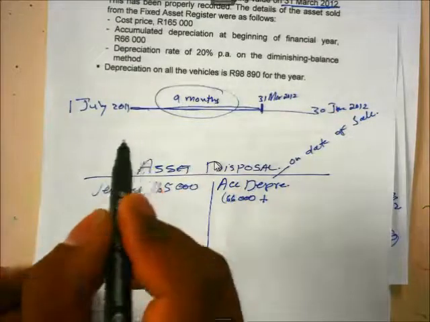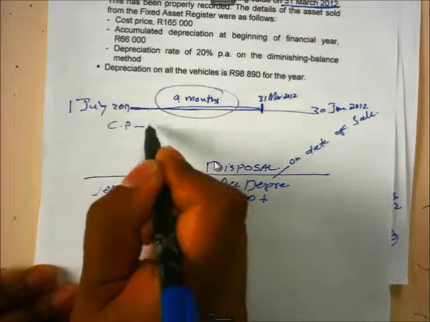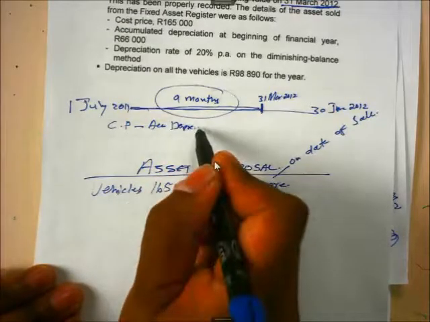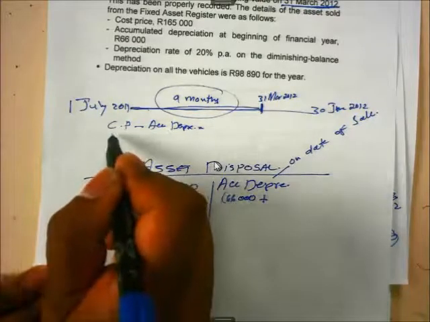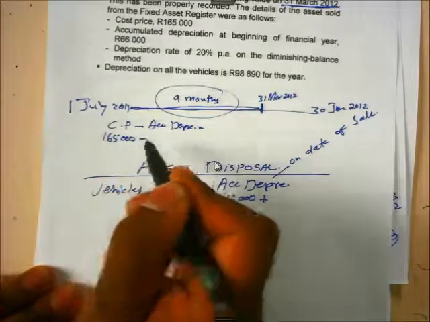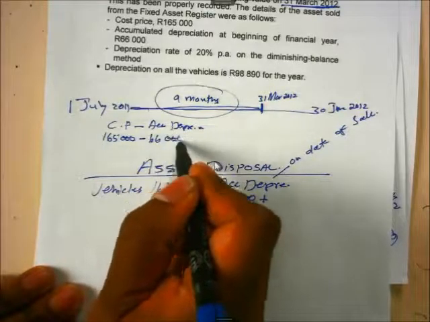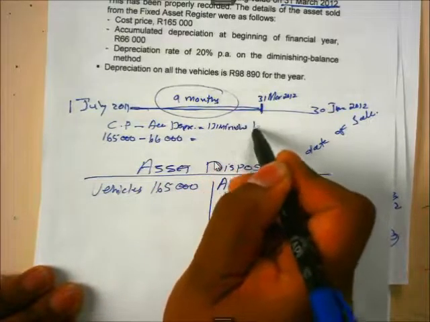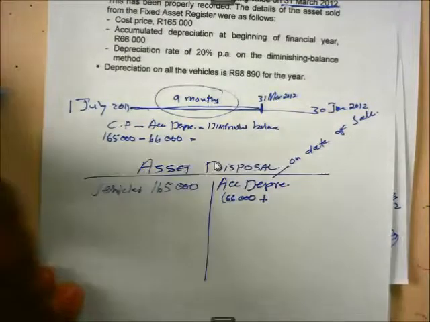So for that calculation, we are going to say cost price minus accumulated depreciation. Our cost price is 165,000. Our accumulated depreciation is 66,000. And this will give us our diminished balance of 99,000.